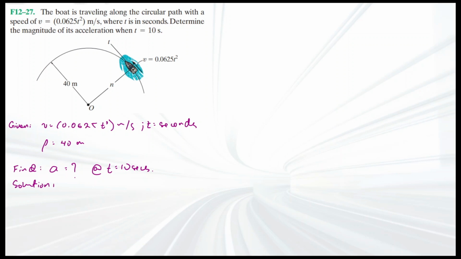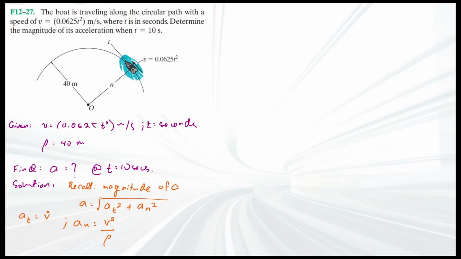Recall that the magnitude for acceleration when using the tangential, that is on a curvilinear path, instead of the x and y components, since the path of the boat is a circular path, we're going to be using the square root of the sums of the squares of the tangential and normal acceleration, just like so. And also, recall that the tangential acceleration is the first derivative of velocity, and the normal acceleration, or parallel acceleration, is simply the quotient of velocity squared over its radius of curvature.